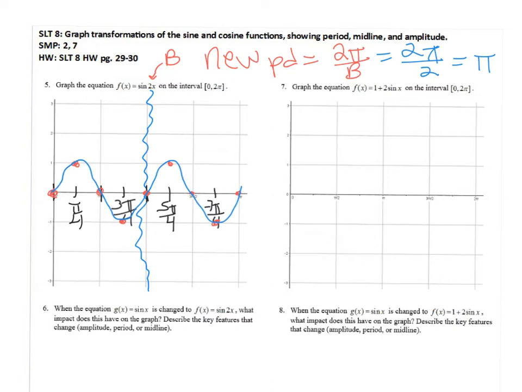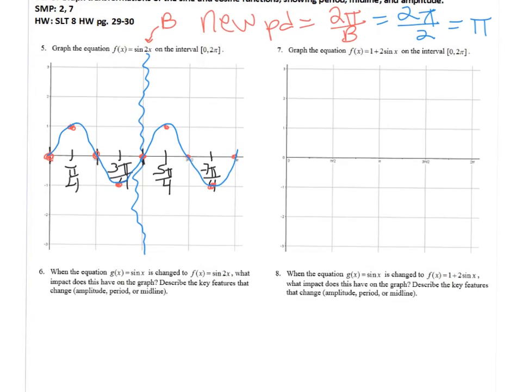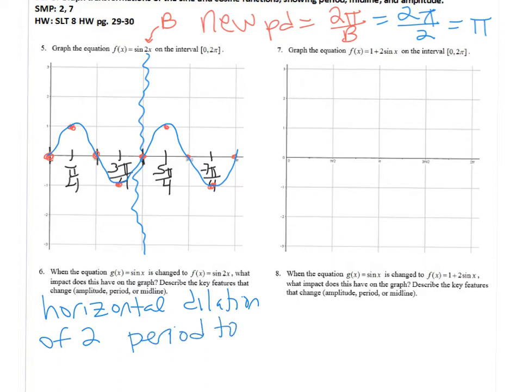So if you answer number 6, when the equation changes so that it's sine of 2x, what effect does it have on the graph? And make sure to use one of the key features, amplitude, period, or midline change. Okay, so it is a horizontal dilation of 2, which changes the period to pi.